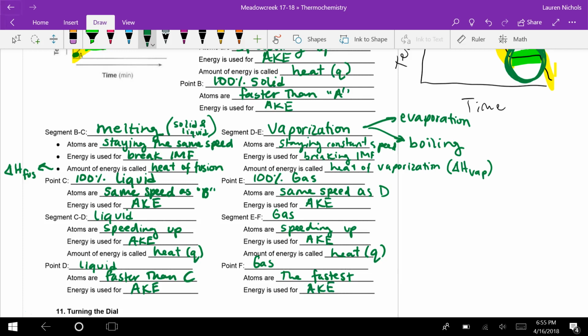So you can see that most of the time, average kinetic energy is what energy is being used for, and only during a phase change is it being used to break or form bonds.